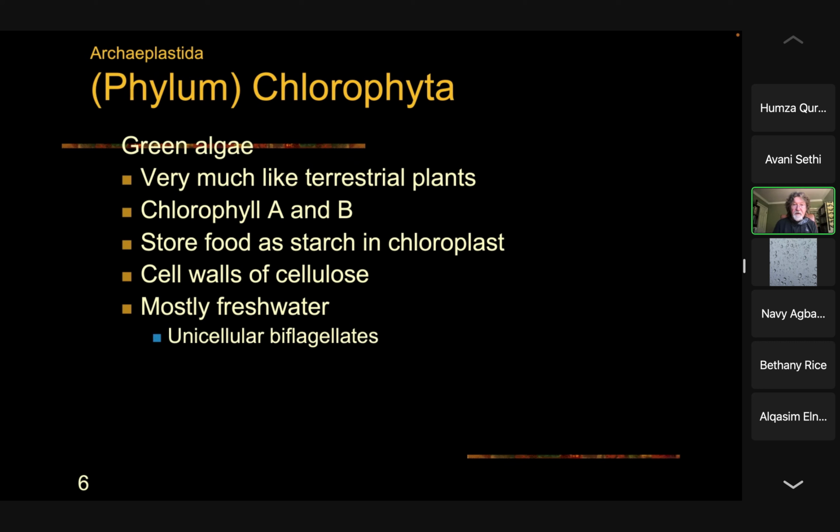Some of them are unicellular biflagellates. That is, they swim around in water due to their flagella, and they consist of one cell and have one large chloroplast. Some of them form circular colonies, where the individual cells happen to be a biflagellated cell, but they're all connected together as a sphere. Okay, I'll show you that here in a moment. And some of them are filamentous, forming long chains of cells, sometimes branching. And some of them are multicellular.